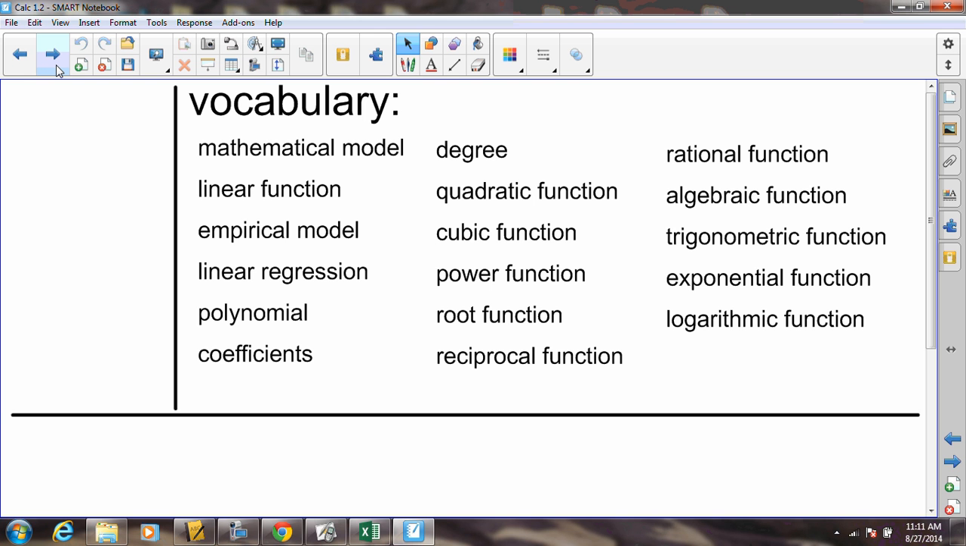So the quick read: mathematical model, linear function, empirical model, linear regression, polynomial, coefficient, degree, quadratic, cubic, power, root, reciprocal, rational, algebraic, trigonometric, exponential, logarithmic functions. You should have encountered all of these before. Are there any of them that right away seem like they're foreign? That way I make certain I emphasize them a little bit more. Empirical model, okay.